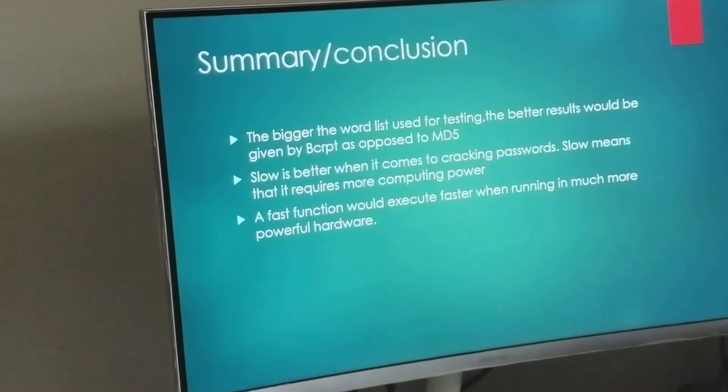So I mean, the bigger the word list used for testing, the better the results would be for Bcrypt as opposed to Md5. Slow is better when it comes to cracking passwords. Slow means that it requires more computing power. A fast function would execute faster when running on much more powerful hardware.